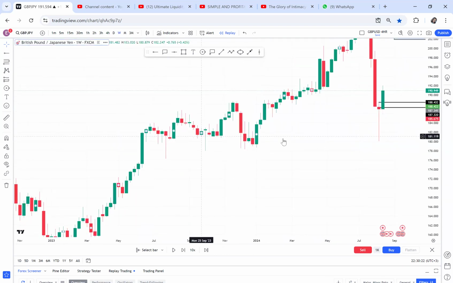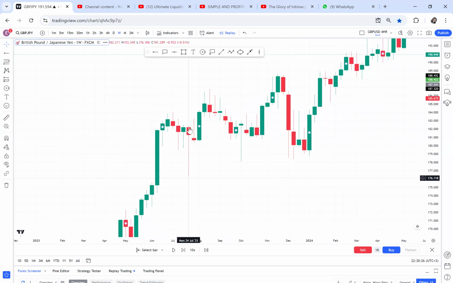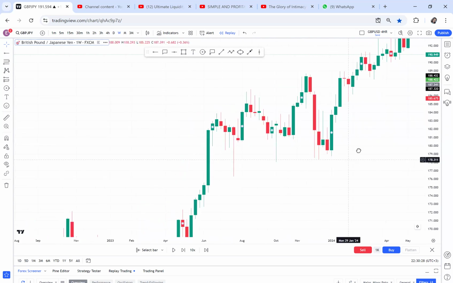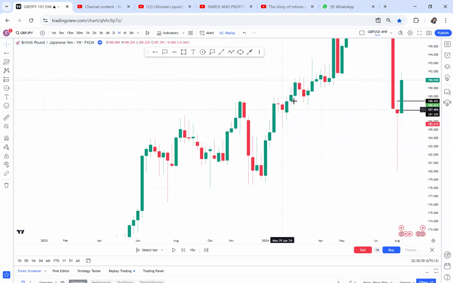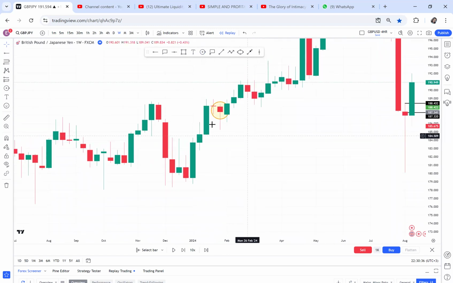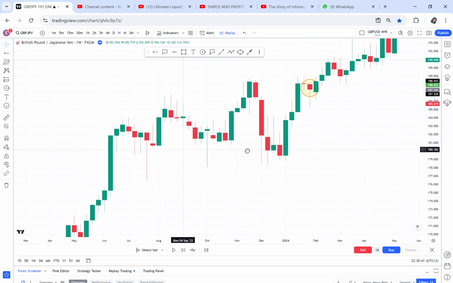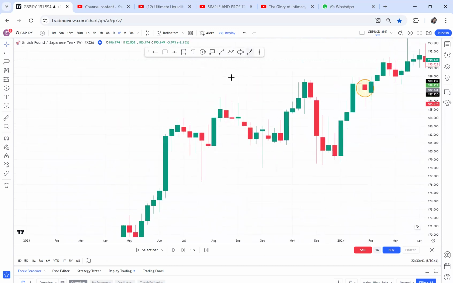So here you can notice I have a hammer. Can you see it? And the reason why I'm picking this hammer and I'm not picking this, you can see here I also have a hammer. But the problem with this one, it is floating. A hammer is supposed to be created at support. But this one, I have a support. I did not take the first one because it was floating. There was no support. But the green hammer created a support area.